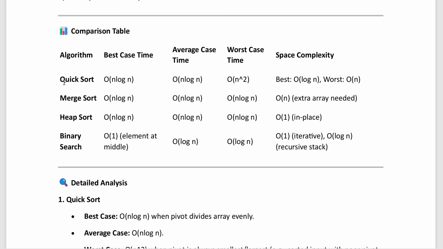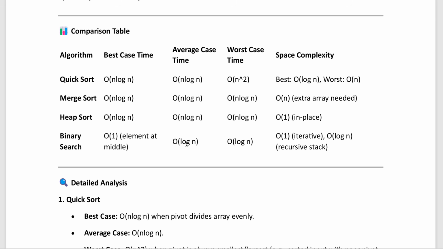For example, let me explain. Quick sort in the best case takes big O of n log n time. In the average case, quick sort takes big O of n log n time. And quick sort in the worst case takes big O of n raised to power 2 time, right? Space complexity of quick sort in the best case is big O of log n, and in the worst case it is big O of n.